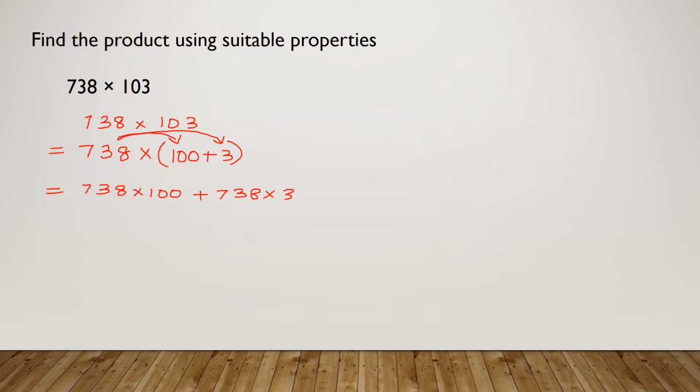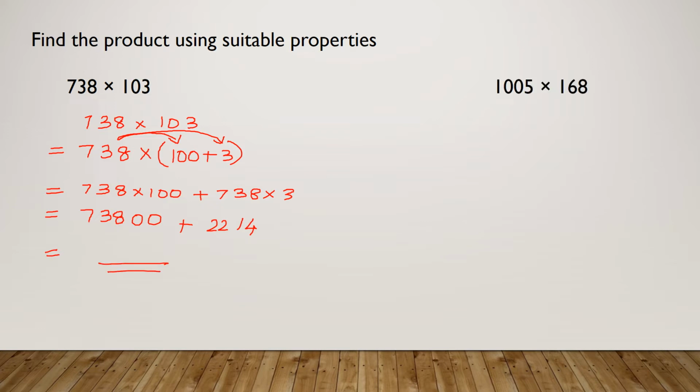So you can just multiply by 100. It is very easy, 2 zeros, plus 738 into 3. 3 8s are 24, carry over 2. So you can just add and find out the answer, children. Add it up and find out the answer.